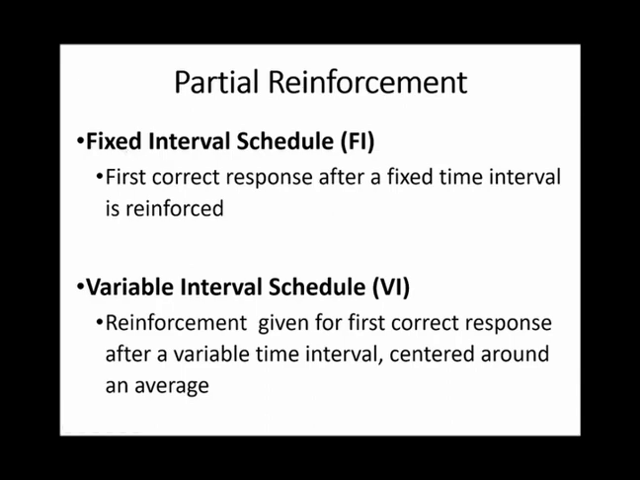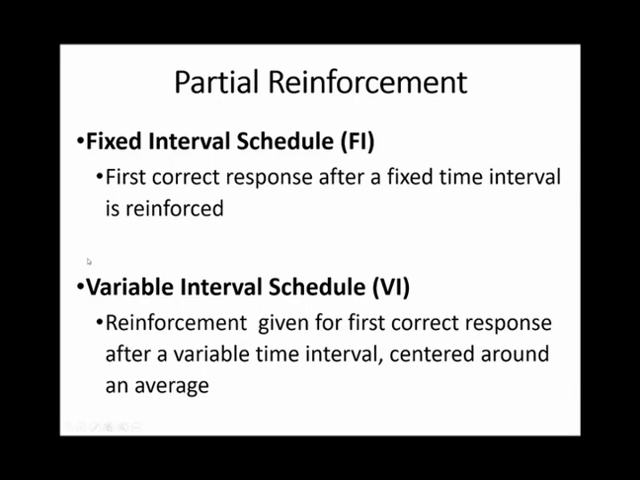There's no averages, it's just a number. And interval tells us that it is an amount of time that passes. So in this case, a fixed interval schedule means that you would be reinforced for the first correct response, that first lever press, after a fixed time interval has passed. So after 10 seconds, the first time you press the lever, you would get food.